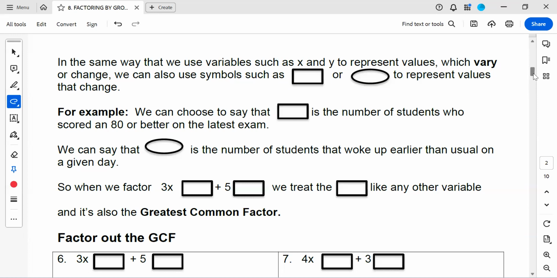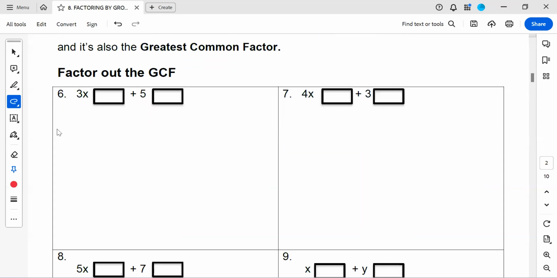So let's actually do a little bit more of that. So over here, what's my greatest common factor? It's the rectangle. So I'm going to skip a space, put my rectangle on the outside, and then I'm going to divide by the same rectangle. This cancels to give me a 1 times 3x, which is 3x. And this is going to cancel to give me a 1 times the 5. I get plus 5.